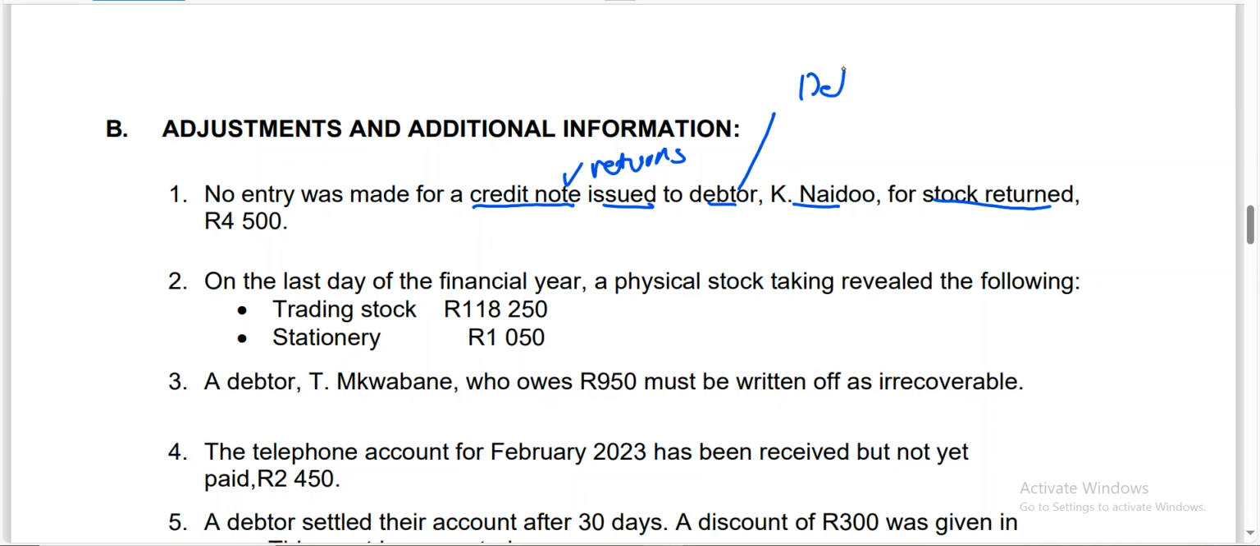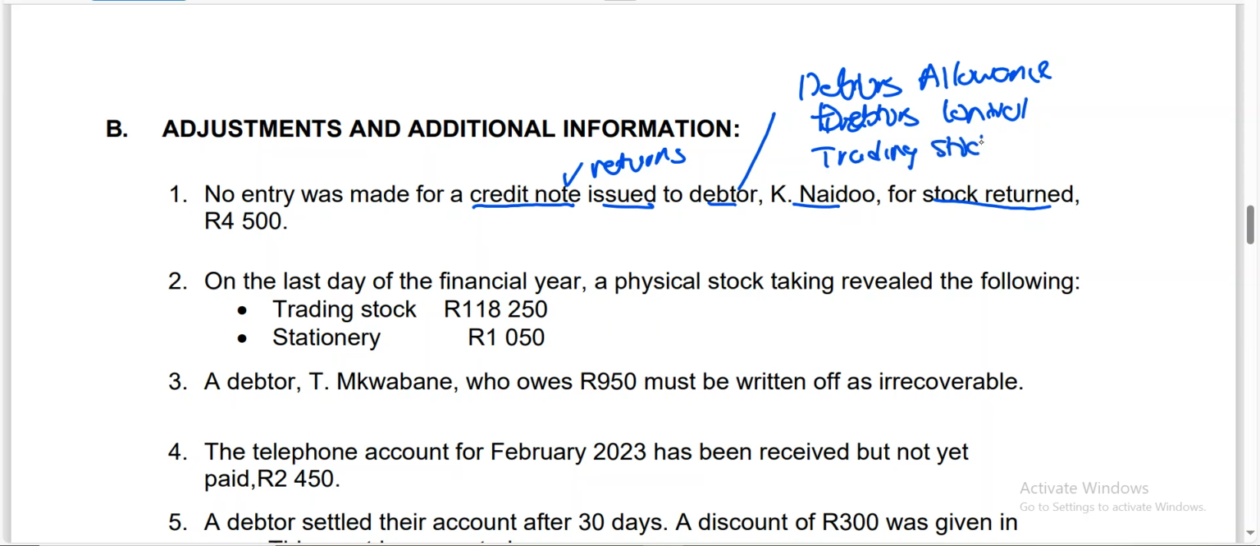Now when stock is returned, 4 accounts are affected. We have debtors allowance. We must be able to identify that. We have trading debtors allowance, and then we also have debtors control. Remember, these ones are affected by the selling price. And then we'd have trading stock, and then we'd also have cost of sales. Okay, now starting with the selling price, when a debtor returns things, our debtors allowance is going to increase, and our debtors control is going to decrease. Why? Because that person will no longer owe us.